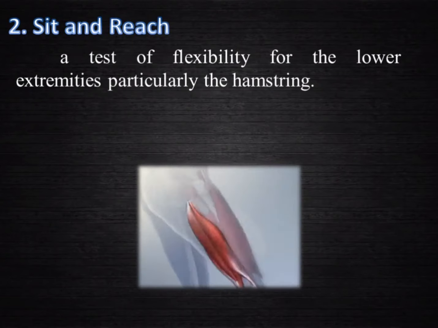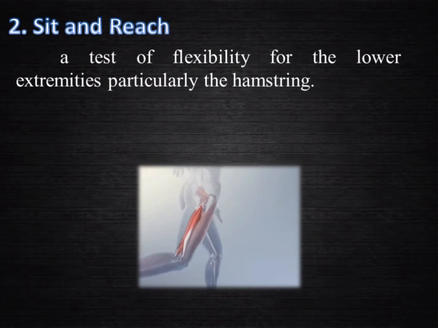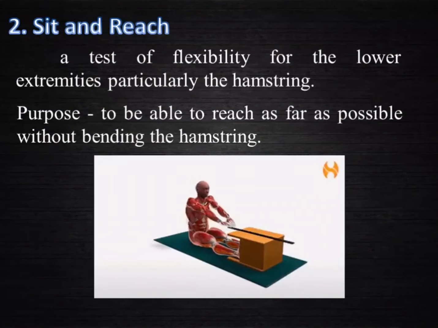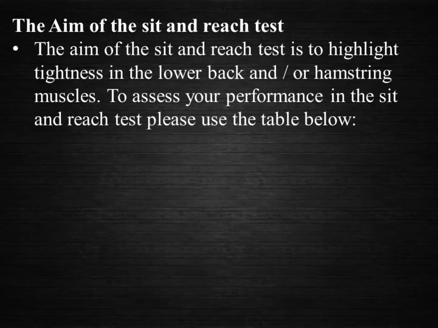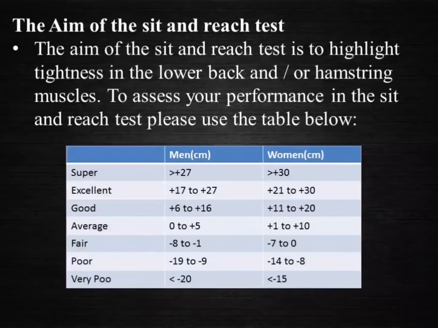Sit and reach, a test of flexibility for the lower extremities, particularly the hamstring. Purpose: to be able to reach as far as possible without bending the knees. The aim of the sit and reach test is to highlight tightness in the lower back and/or hamstring muscles. To assess your performance in the sit and reach test, please use the table below. Here is a video to show you how it's done.